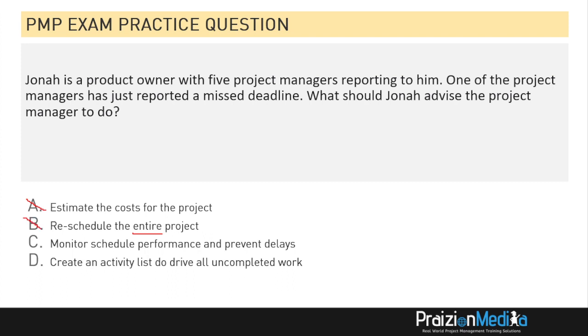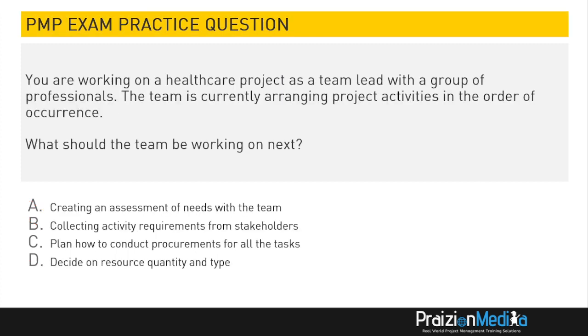The other two, monitor schedule performance and prevent delays. So you've missed a deadline. It would make sense to monitor the schedule, right, and prevent further delays. D says create an activity list to drive all uncompleted work. Whatever the case, that is not a good option. The best option is C, that says monitor schedule performance and prevent delays. That's the best thing. Let's move on to the next question.